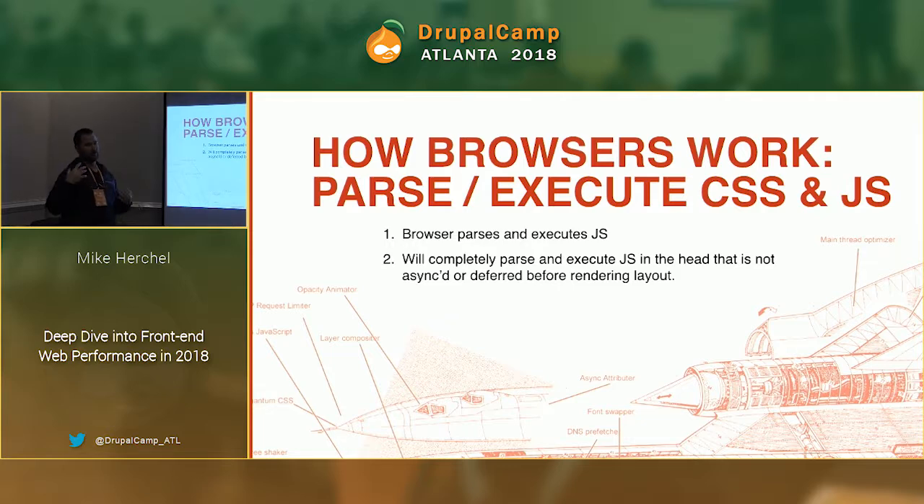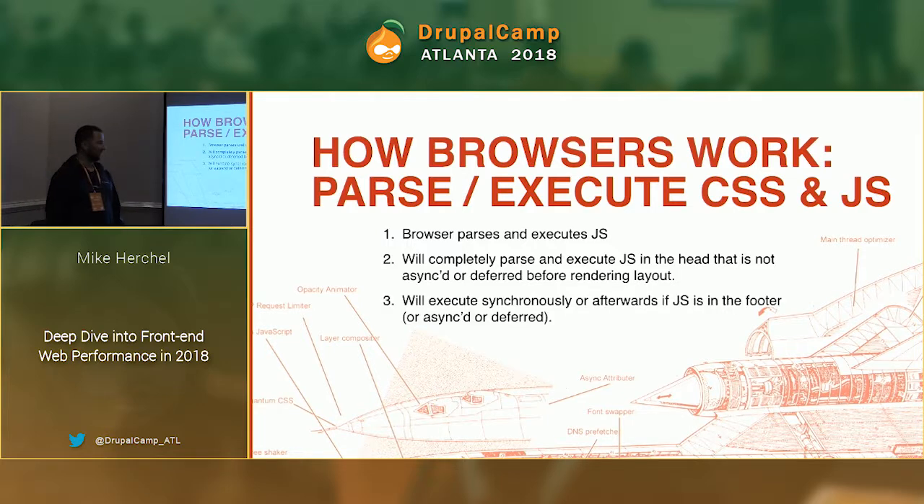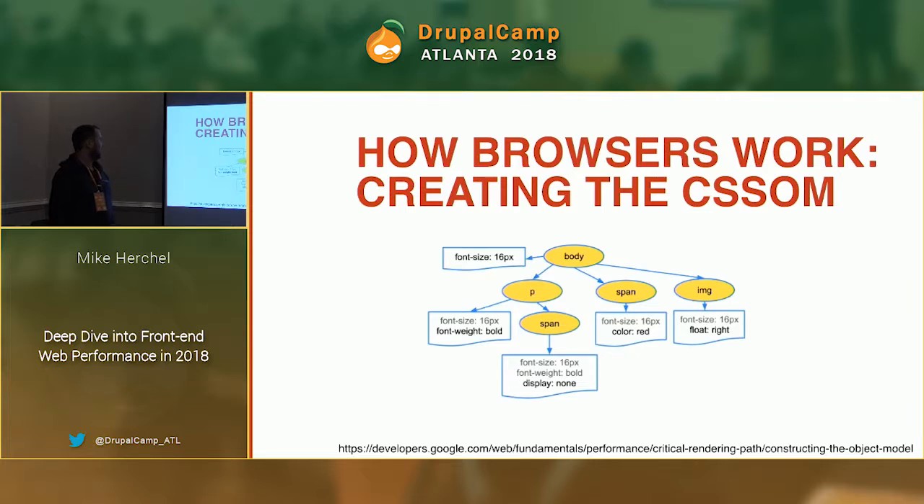So what we're going to do later, I'm going to talk to you about methods. One of the ways to make your browser render faster is to not parse as much, not have it do as much work. And we can talk a little bit about that in a bit. So anything that's in the footer, or if it has the async tag, it parses synchronously, but it doesn't block the rendering. And so the browser parses the CSS, and it creates what's called the CSS object model.